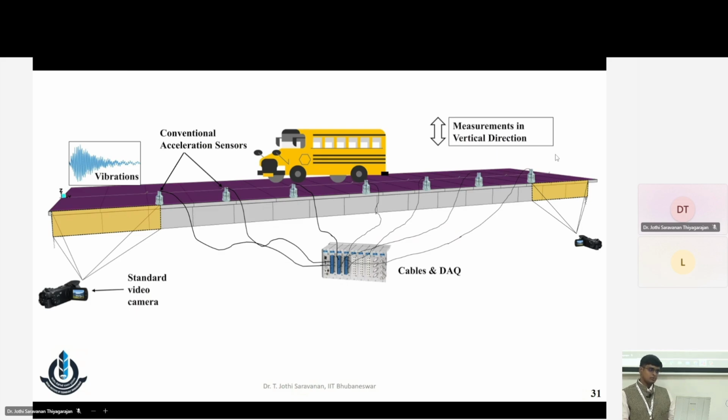I hope you try to understand this schematic picture, where you install some conventional accelerometers connected through the DAQ. Of course, nowadays these wires or cables have been replaced with wireless sensors, and along with them you have some standard video cameras to do the measurement. From there you extract the data points.